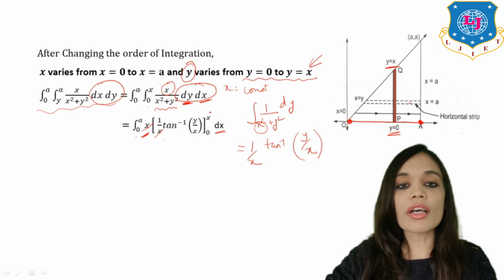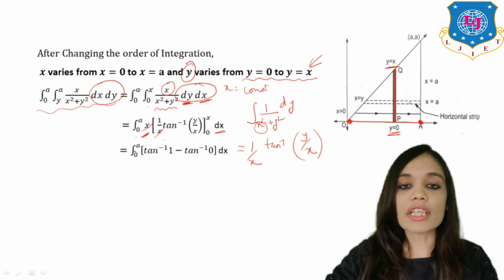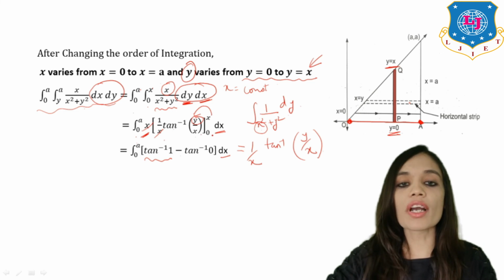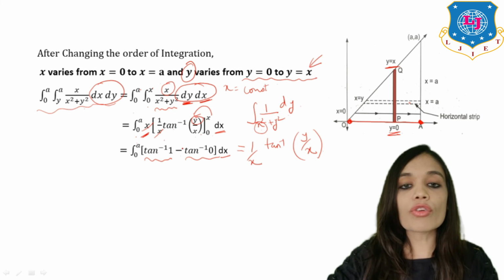Now let us put the limits, right? So integration 0 to a dx as it is. Firstly put x in place of y, right? So x upon x will give us answer 1. So finally we will get tan inverse 1 minus. Now put the lower limit. So you will get tan inverse what? 0. Now we know the value of tan inverse 0. So it is 0, right? So it is gone. Now the value of tan inverse 1 is what? Pi by 4. So take that outside.